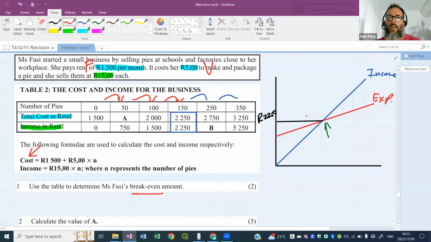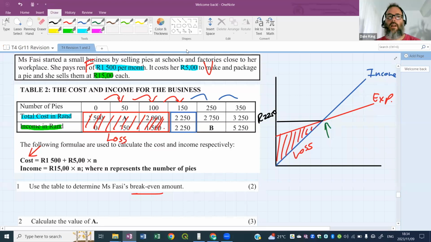Now, what happens is, if you go below this, you can see the red line is above the blue line. So left of the break-even point on the graph is this side here, and on the table is this side here. All right. So on the left-hand side of the table is where your expenses are more than your income, and you're going to be making a loss. So I'll write there loss on the graph and loss on the table.